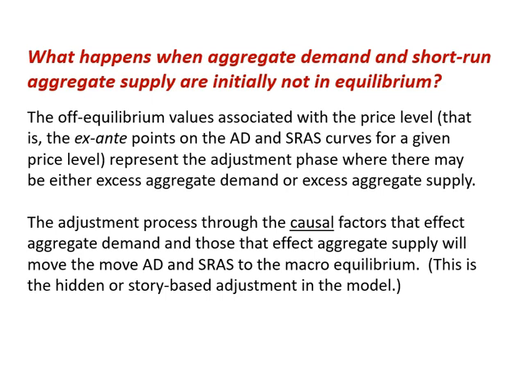What happens when aggregate demand and short-run aggregate supply are initially not in equilibrium? Although we cannot see this from the data, in that ultra-short run period that Sir John Hicks wrote about, there is an adjustment process between aggregate demand and aggregate supply, in search of an equilibrium, given causal factors that could produce that result. The off-equilibrium values associated with the price level, that is, the ex-ante points on the AD and SRAS curves for a given price level, represent the adjustment phase where there may be either excess aggregate demand, or excess aggregate supply. The adjustment process through the causal factors that affect aggregate demand, and those that affect aggregate supply, will move AD and SRAS to the macroequilibrium. This is the hidden or story-based adjustment in the model.